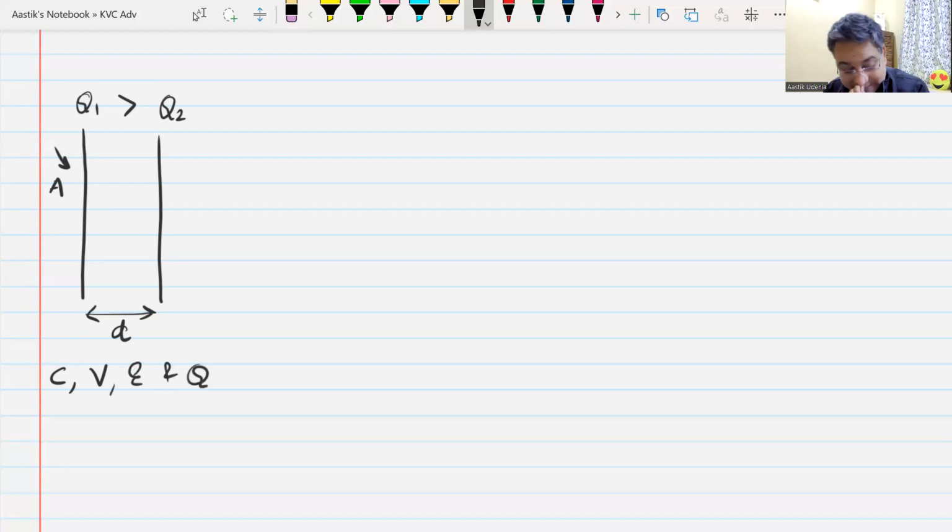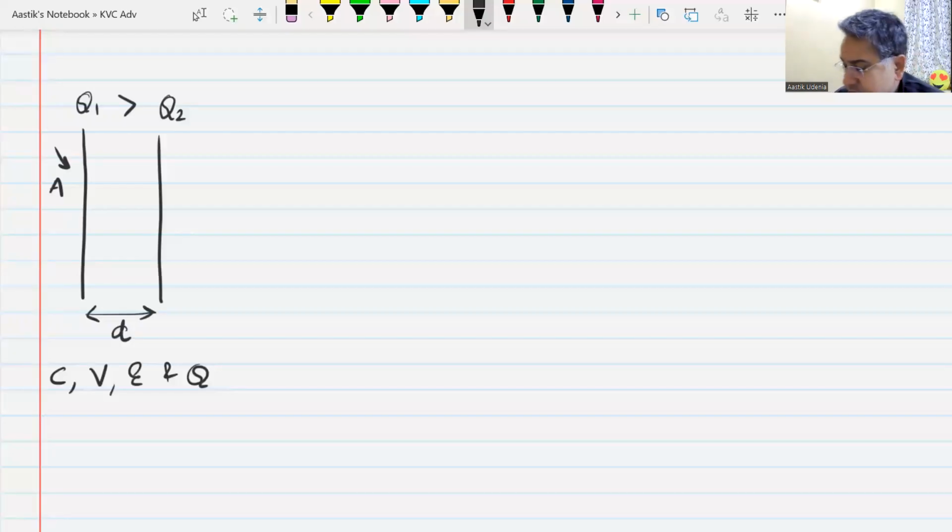What you have to understand here is I have not given one plate positive charge and one plate negative charge. I have given both the plates positive charge, one of them having positive charge Q1, the other having positive charge Q2, Q1 being greater than Q2. You have to tell me the value of all those things. I'll give you 2 minutes to give me the answer for this one.